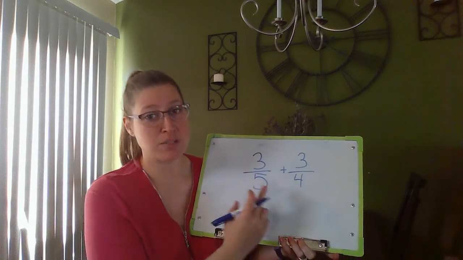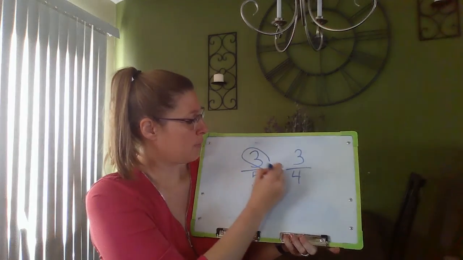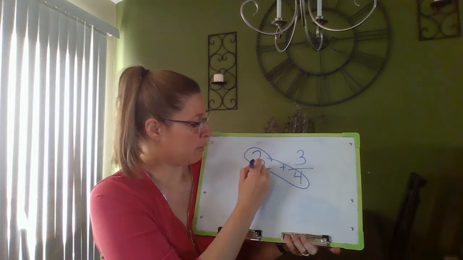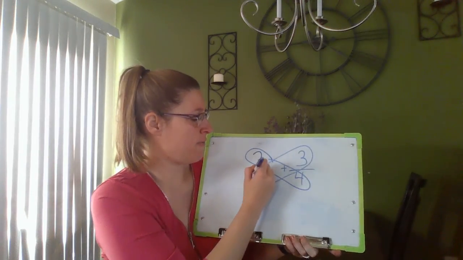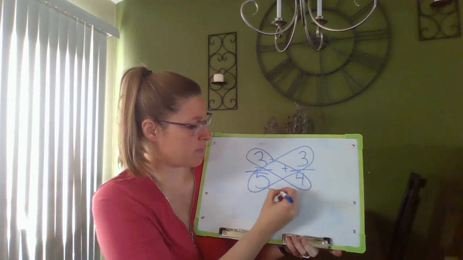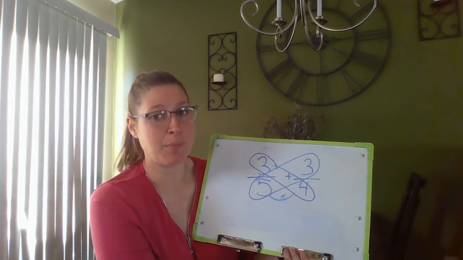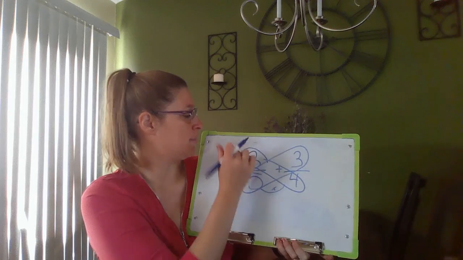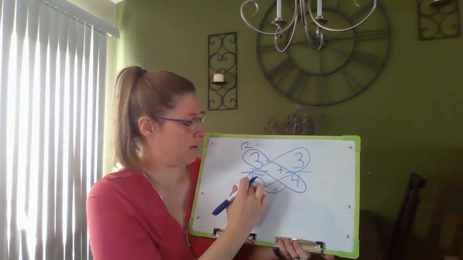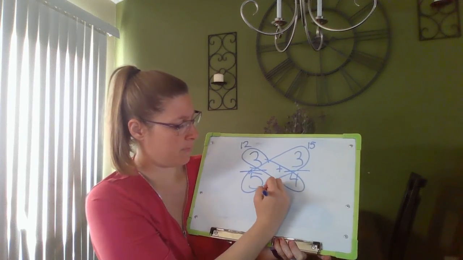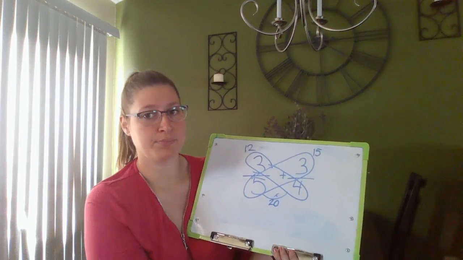So we're going to cross bubble. I'm going to bubble in my left 3 and my 4. I'm going to bubble in my right 3 and my 5. And I'm going to connect my bases. Anything I've bubbled together, I'm going to multiply. 4 times 3 is 12. 5 times 3 is 15. 5 times 4 is 20.